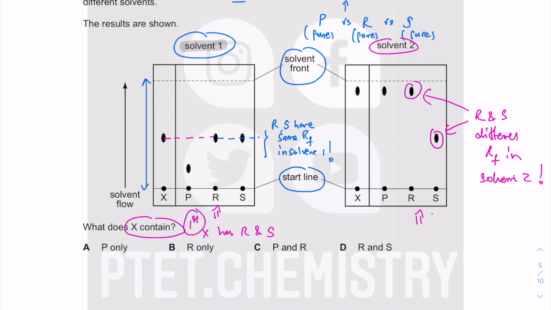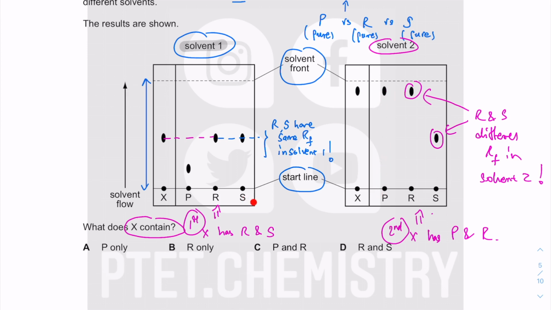This second information tells you X has P and R. Okay, but if X has P, then they should have another spot there in solvent 1. So X does not have P. It's just a coincidence that P has similar solubility to R. In this solvent 2, P also appears to have the same RF value.